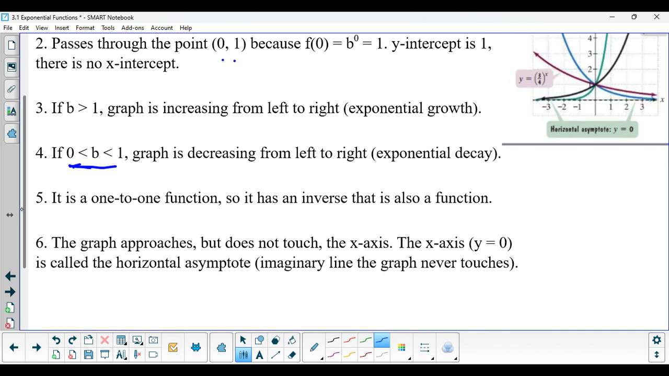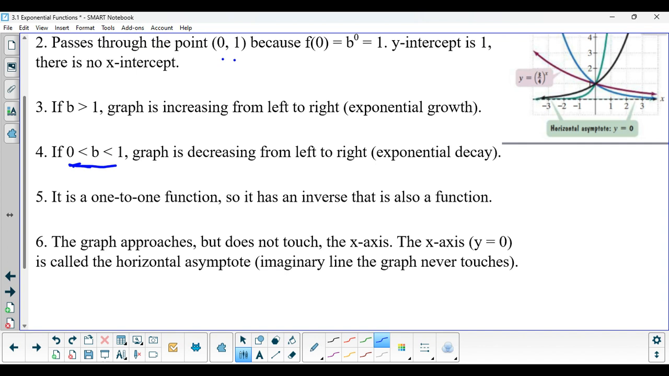As we move towards the end here, it says that the graph approaches but never touches the x-axis. That is called a horizontal asymptote, which is an imaginary line that the graph is never going to cross.